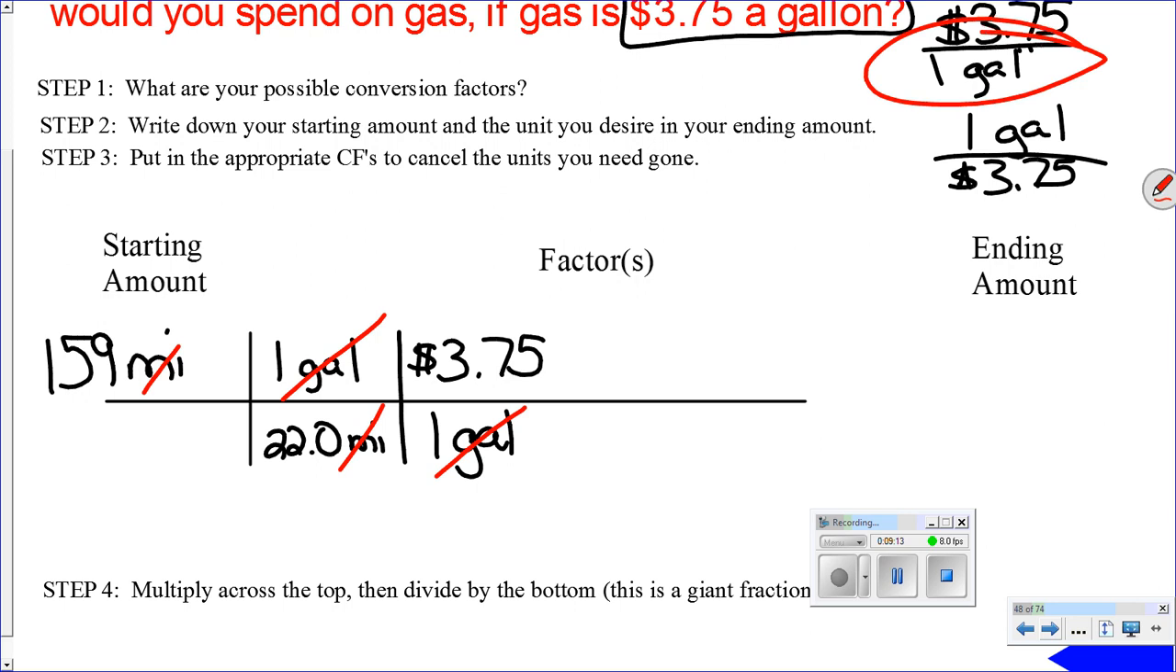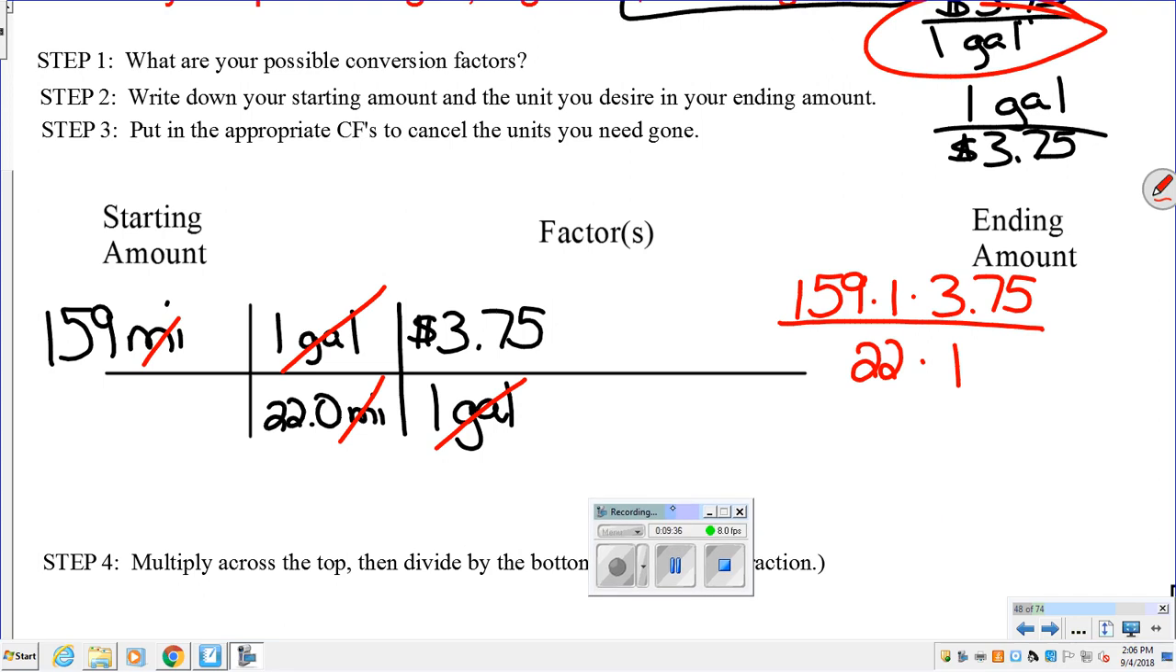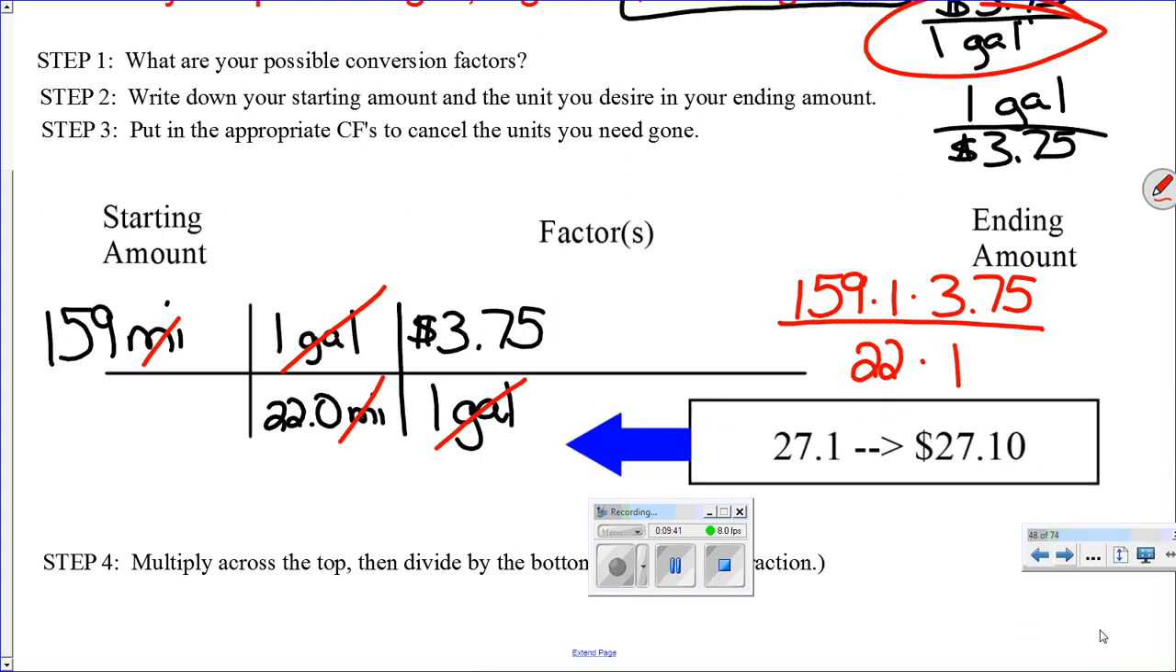Now at this point, I can go ahead and simply do my math. Remember, mathematically what I'm doing here is 159 times 1 times 3.75 divided by 22 times 1, 22. So you're going to punch all that in. You're going to find out that this trip is going to cost $27.1 or $27.10.